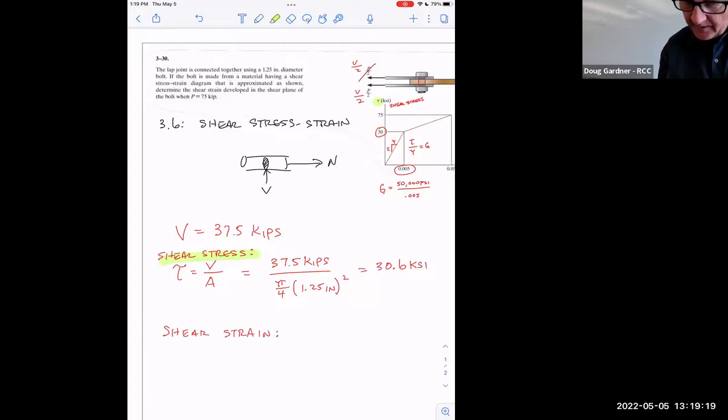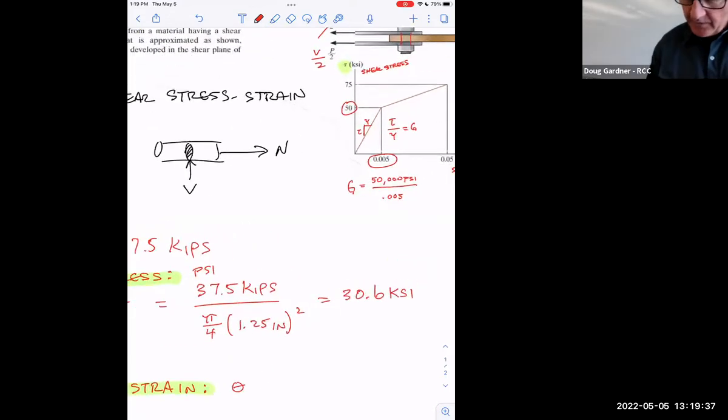And again, I'm thinking out loud, kind of making sure I understand this, reminding you shear stress is like PSI, whereas shear strain is like an angle. So how am I supposed to get from one to the other? Well, see, that's what we've been studying. That's the chart. That's the G. The G is the slope there.